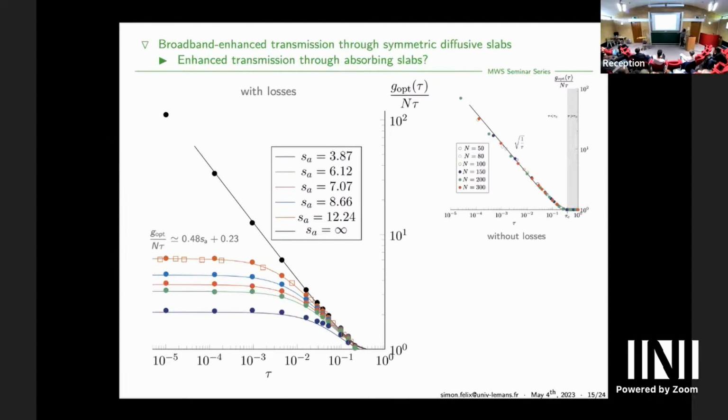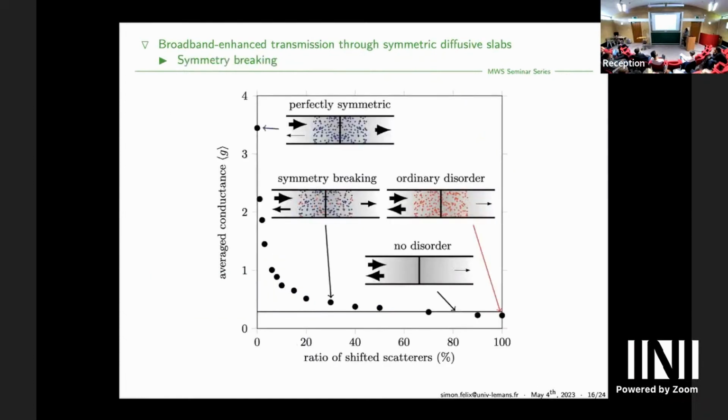This was lossless. With loss, what we see is almost the same, except that for a very opaque barrier, this effect is rapidly dominated by the losses, and we have this kind of saturation of the enhancement. The enhancement is then driven by the losses, driven by this absorption. And we have this, again, empirical law that gives us the maximum enhancement we can obtain for a given level of losses.